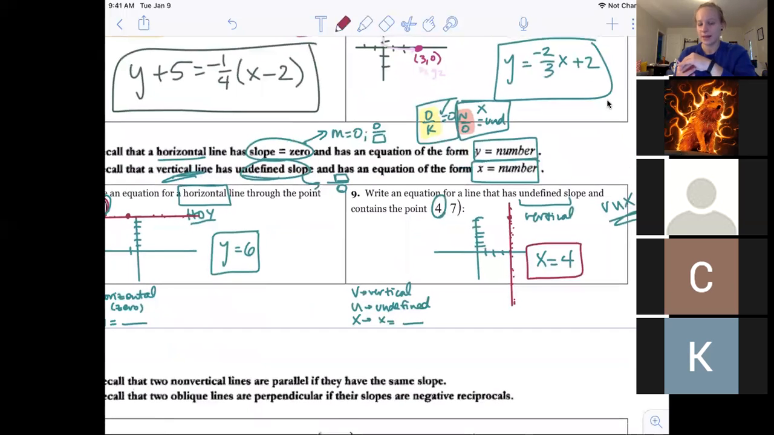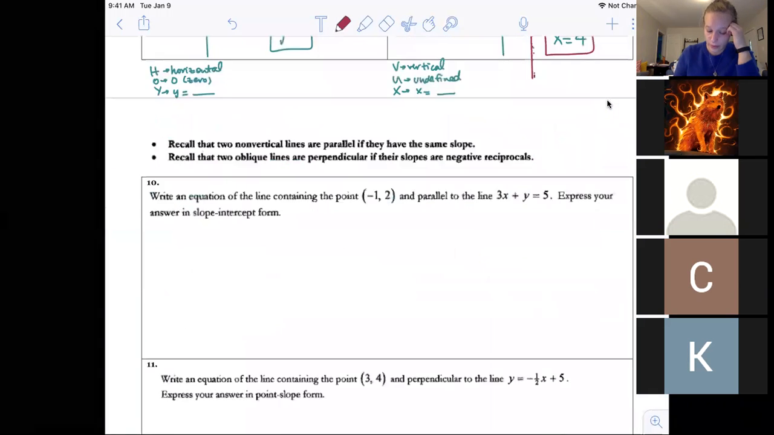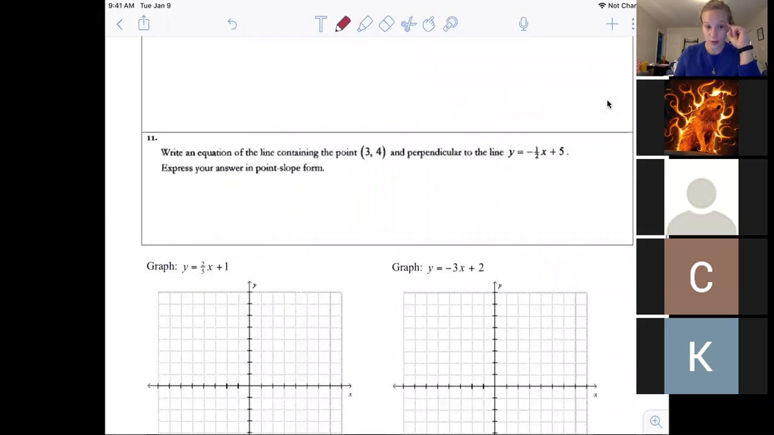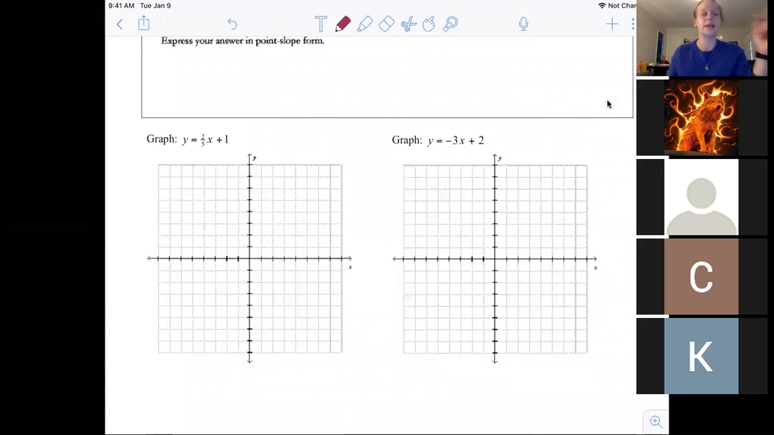Okay. That's kind of all we're doing with horizontal and vertical lines right now. Does anyone have any questions? Okay. We're going to do a brief preview on parallel and perpendicular lines. Oh, but before we do that, let's graph. I want you to go to the bottom of your page and we're going to graph a couple lines. We're going to do more parallel and perpendicular tomorrow. So if we don't get all the way through those questions, it's fine, but I got to make sure you know how to graph.